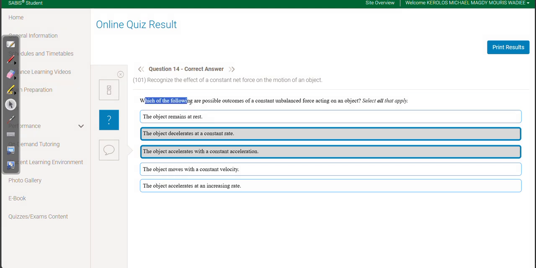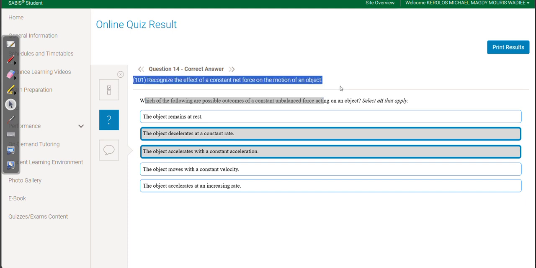Which of the following are possible outcomes of constant unbalanced forces? Okay, I'll remind you again. A constant balanced force is basically when the net force is zero. And I said before that we have two cases. The object will remain at rest, or it will continue with constant speed or velocity.